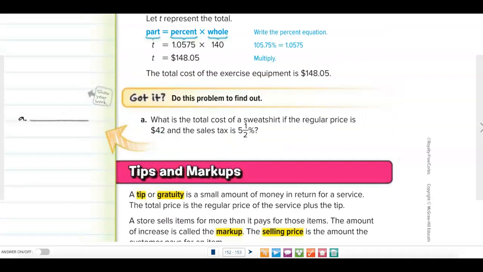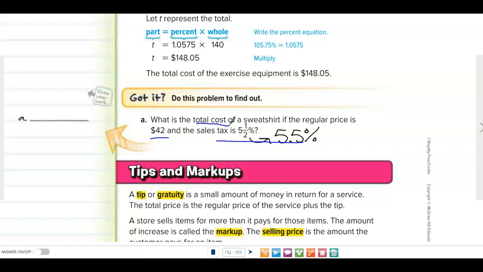The total cost of a sweatshirt, if the regular price is $42 and the sales tax is 5.5%. What did we say we were going to rewrite this 5.5 as? 5.5%. Good. Okay, so the important facts are what? What did you underline, Taylin? Or what should we underline? The sales tax is 5.5. Good. And the regular price is $42. And we need to know the total cost, right?